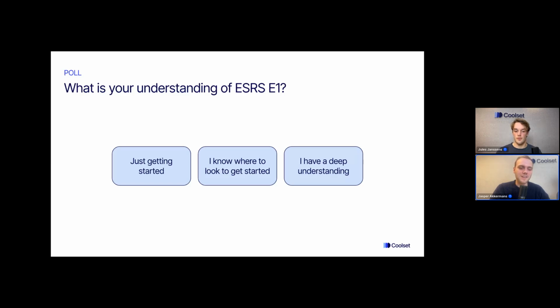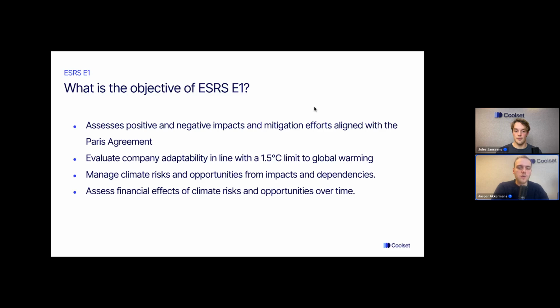And of course, I think those attending today, hopefully by the end of the session, you'll be able to say, I know where to look to get started. So before we get into the nitty-gritty, let's have a look at what the objective of the ESRS E1 actually is. So first of all, it assesses the positive and negative impacts and mitigation efforts aligned with the Paris Agreement. So let's break that down one by one.